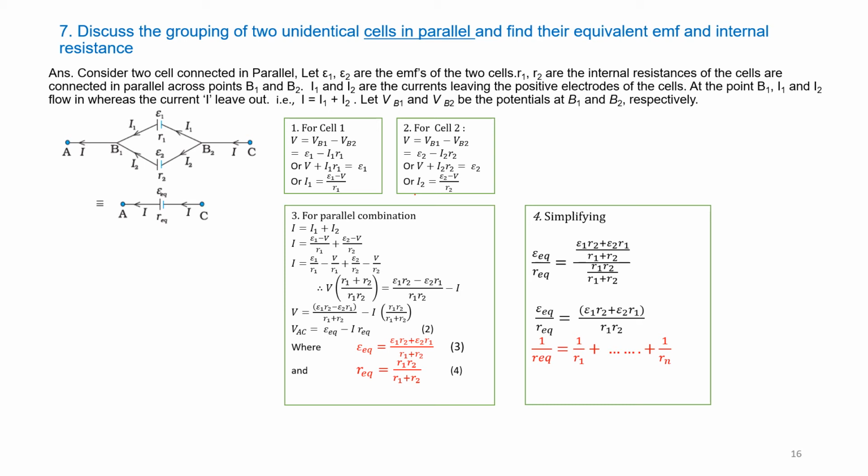And so on up to 1 over Rn. So for parallel combination, the reciprocals of internal resistance get added. That is, 1 over R equivalent is the sum of the reciprocals. Please note this: for series, the resistances add up, and for parallel connection of cells, reciprocals get added up.